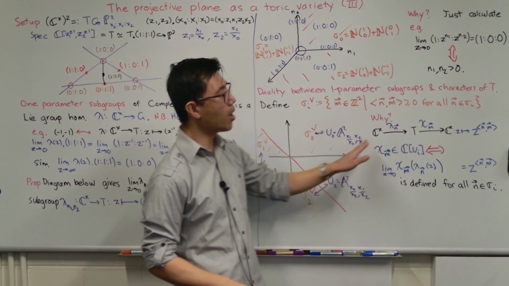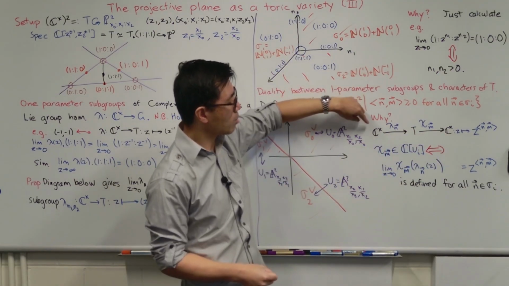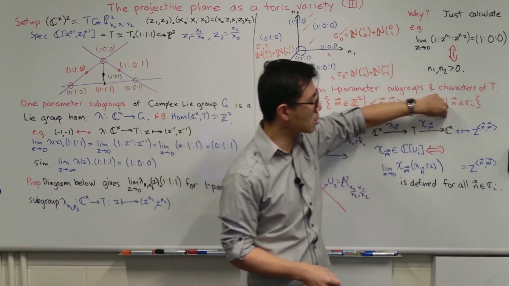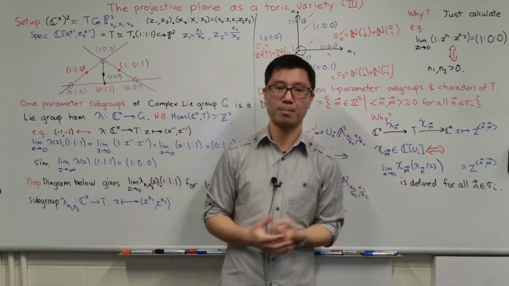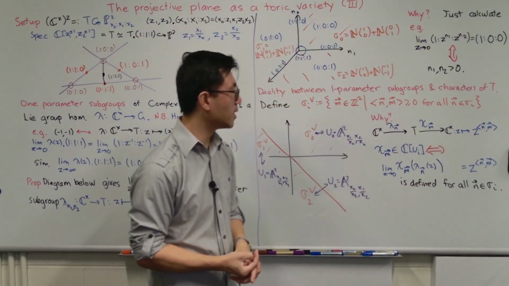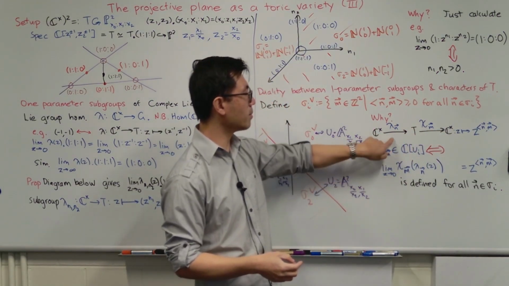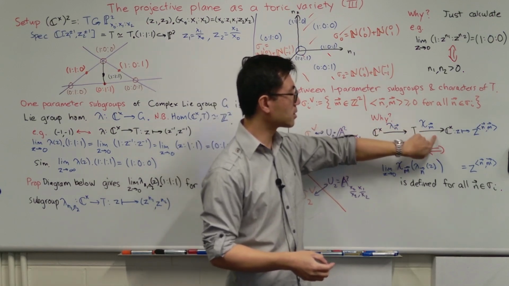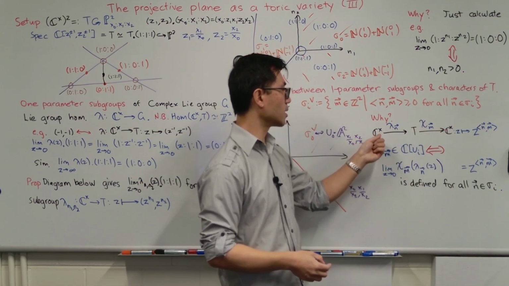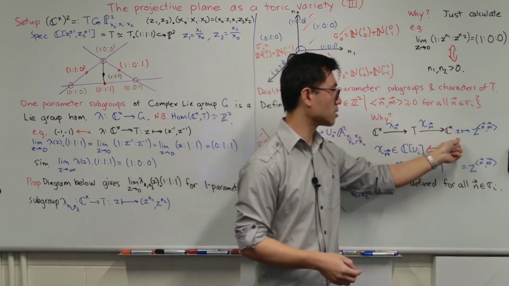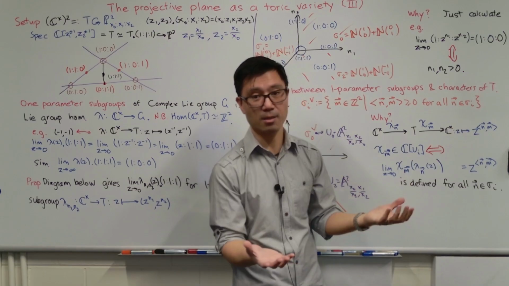And so you can compose the two, and that will give you a complex Lie group homomorphism from C cross to C cross, which basically has to be of the form of raising z to some power. And what is that power? So this is basically the duality. Here you have a one parameter subgroup, you compose it with a character, and you get something fairly simple: a complex Lie group homomorphism C cross to C cross. So it's z to some integer power.